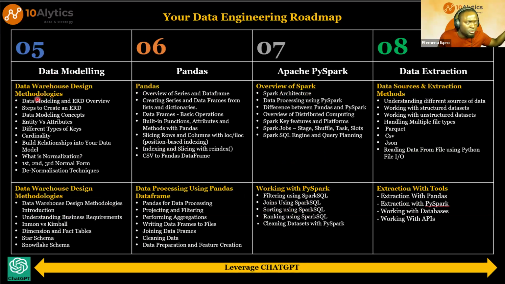You get to work with database modeling, and you also get to work with data warehouse modeling. The concepts are entity, attribute, cardinality, and normalization: first, second, third, fourth, and in some cases fifth and sixth normal form. You will get to work with it. What is denormalization? You would also get to wield that. So you get to work with pandas, Apache PySpark, and data extraction. All this information is in the slides.